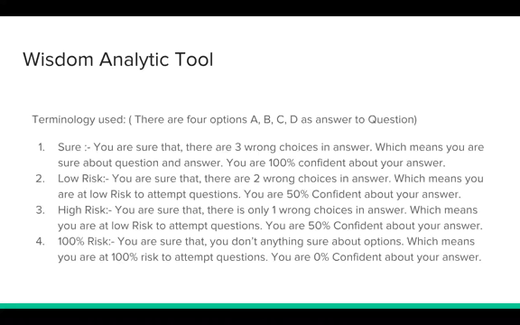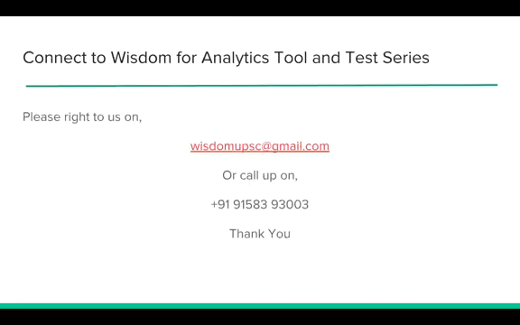Low risk is another category of question where you know that two choices are wrong, so you are 50% sure, and out of the two you can choose one. High risk is where you are sure that only one choice is wrong, so out of the three you have to select one. And 100% risk is for questions which you don't know anything about and you are blindly going with some logic. So I'll move to the tool. Before that, you can email us to ask for this particular tool.